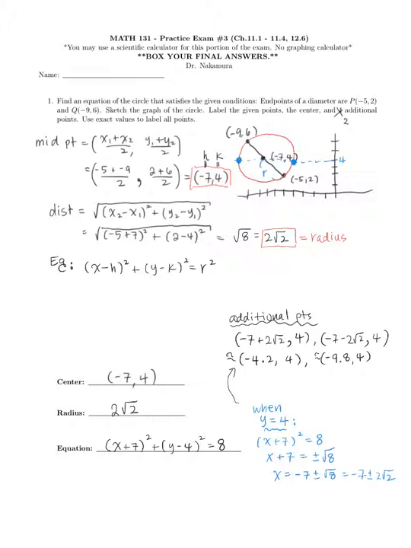Okay, so now let's see which one would make sense. It looks like negative 9.8 comma 4 will be on the left hand side. So let me just, sorry, this is getting all crowded. So this point right here is negative 7 minus 2 root 2, comma, 4. And this point right here is going to be negative 7 plus 2 root 2, comma, 4. Okay, there you have it.